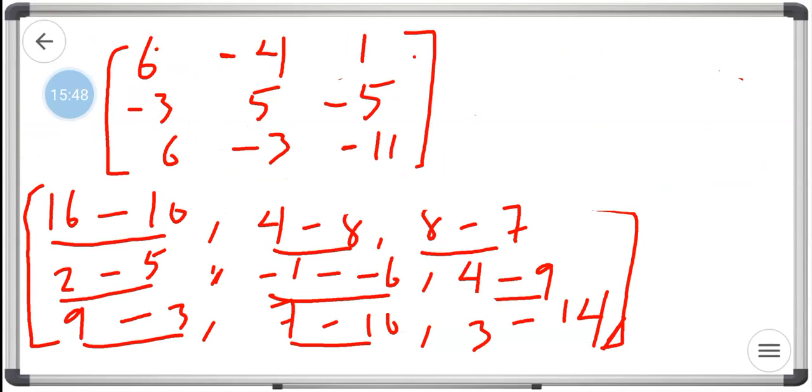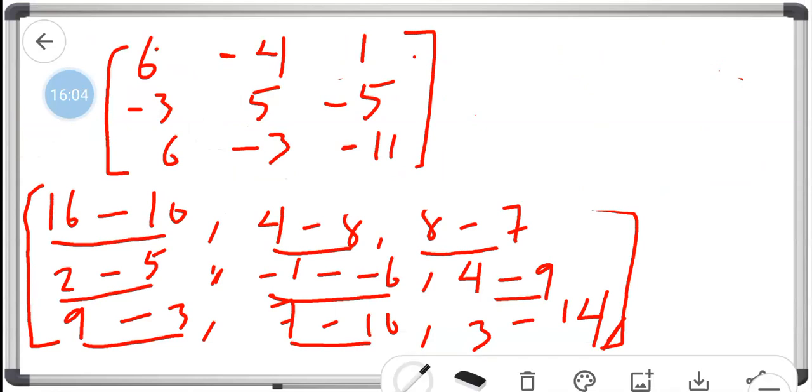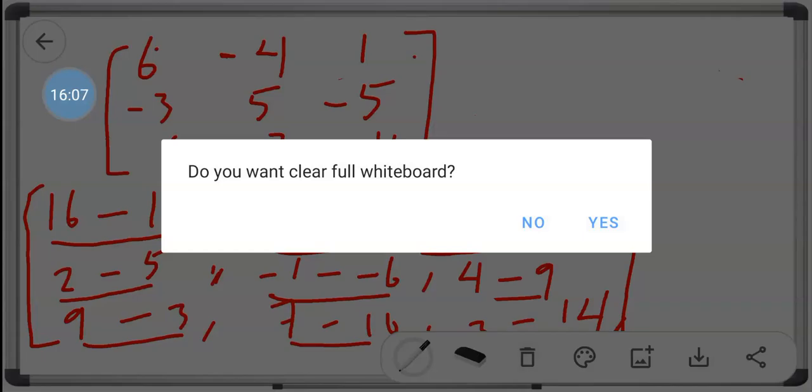So quickly, we'll be considering the next question now. We'll be considering the next question under subtraction of matrices. Okay, let's consider the next question under subtraction of matrices.